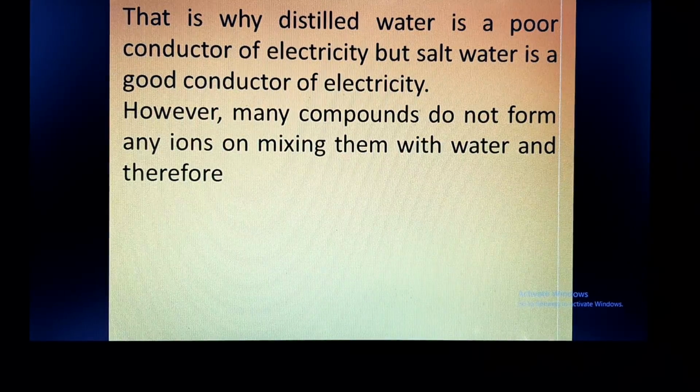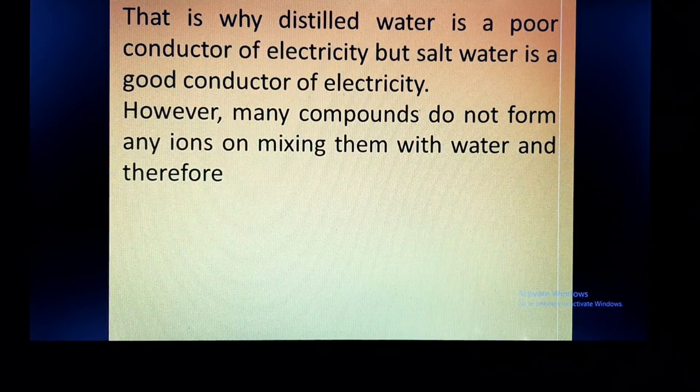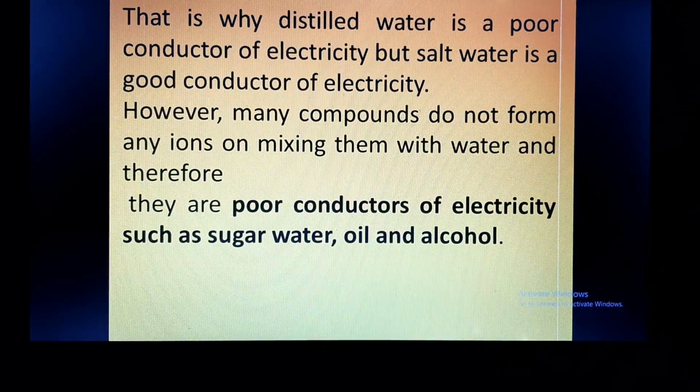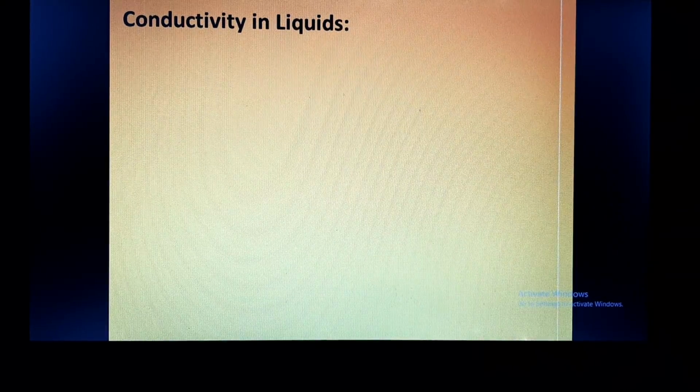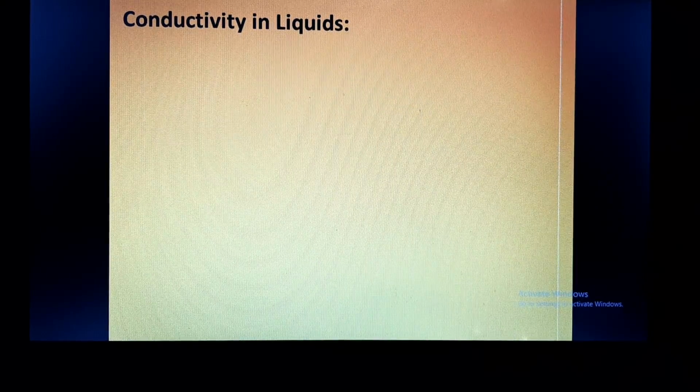However, many compounds do not form any ions on mixing with water. There are a few compounds which break into charged particles, but there are many compounds which don't break into particles, like sugar, oil and alcohol. So if you are asked whether sugar water will be conducting or salt water will be conducting, the answer will be that salt water is the conductor of electricity. Now in our next lecture, we will discuss the topic conductivity in liquid. Thank you.